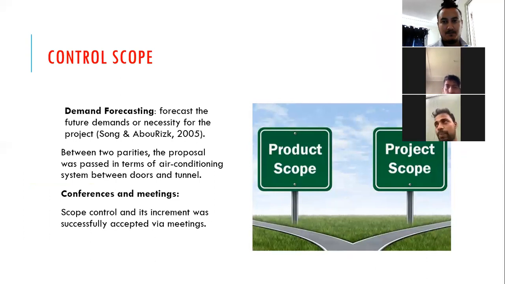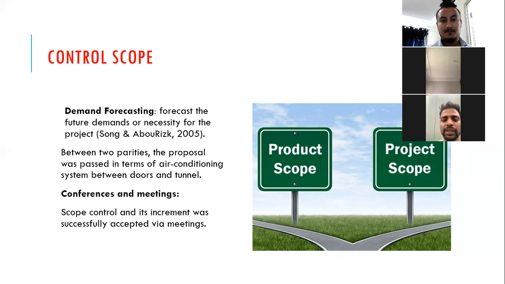Control scope. Scope should be controlled. Here in the tunnel project, scope is enormous, and due to a lack of communication and various reasons, the scope widens. In this tunnel project, the future demand should have been analyzed first, at the initial phase. Demand forecasting will forecast what kind of necessities should be taken into the project.